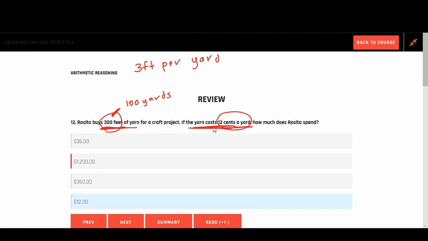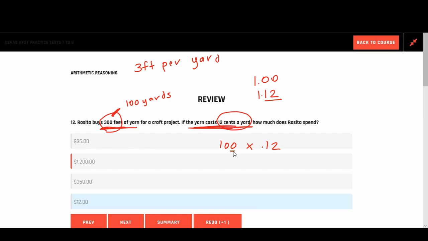We know the yarn costs 12 cents a yard, so this becomes a multiplication problem, namely 100 times... Again, $1 would look like this in decimal form. $1.12 would look like this in decimal form. So to do this math, we would do 100 times 0.12, which refers to 12 cents. And as it happens, this math is pretty easy to do.